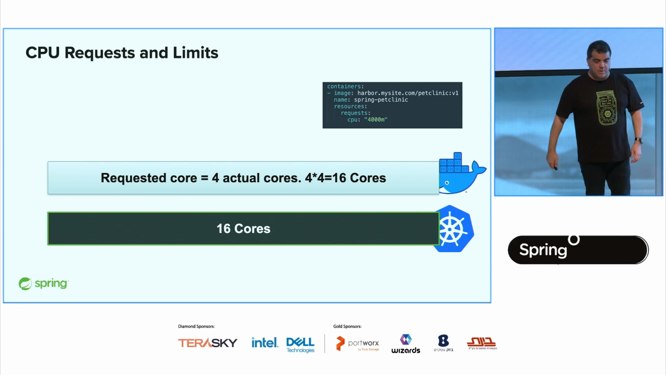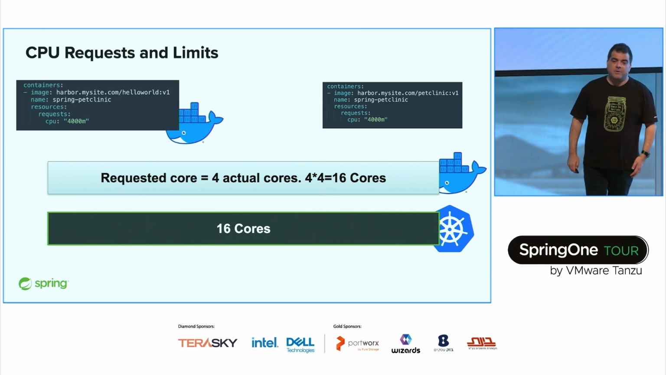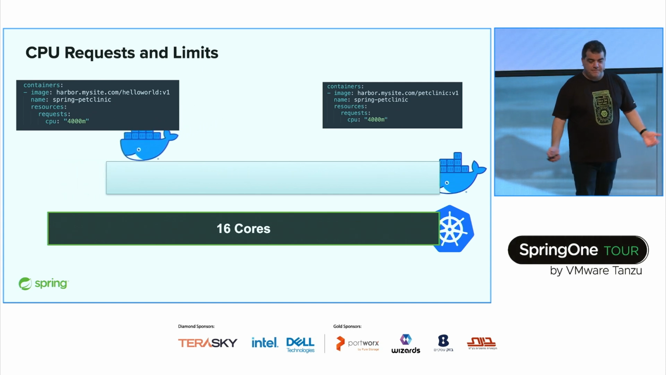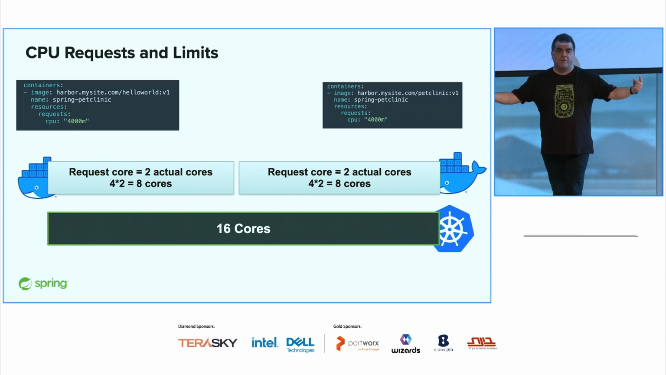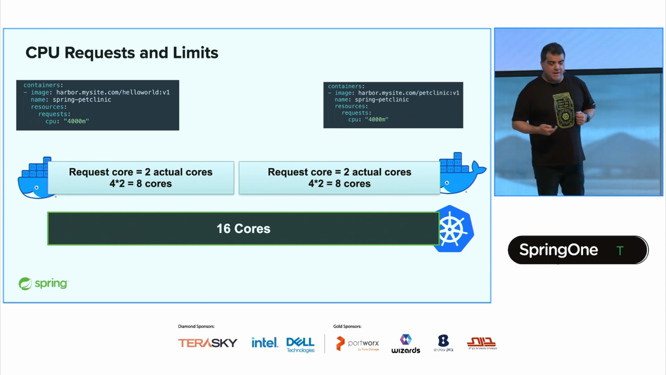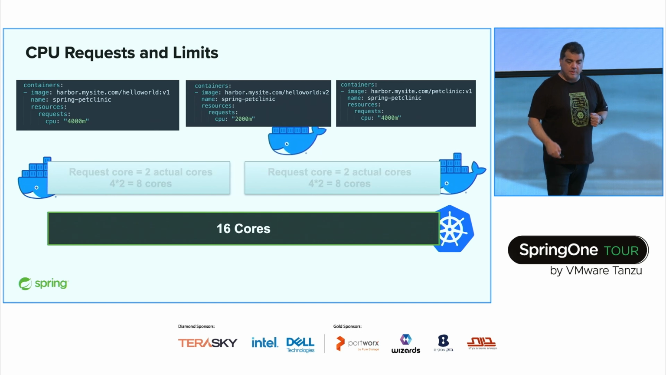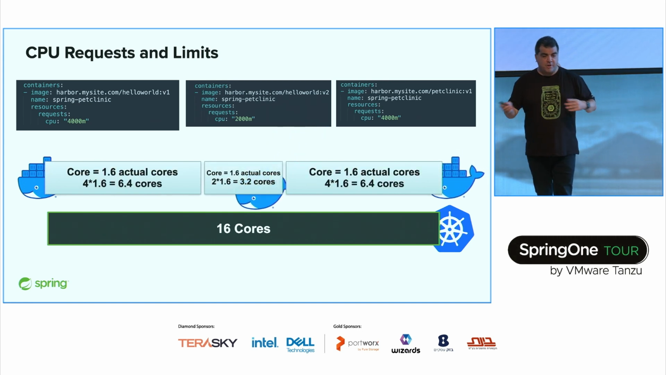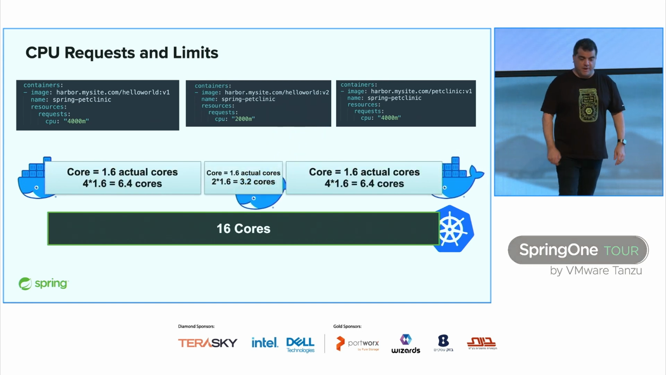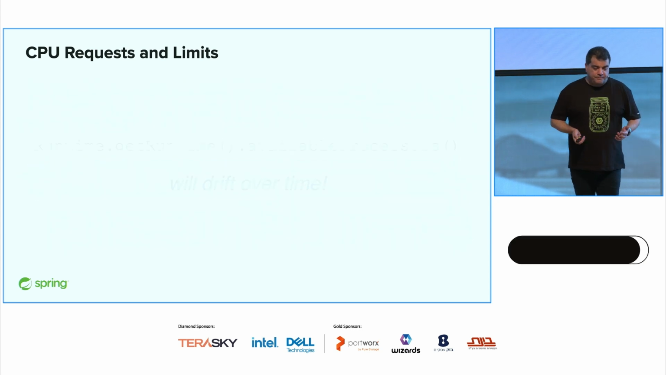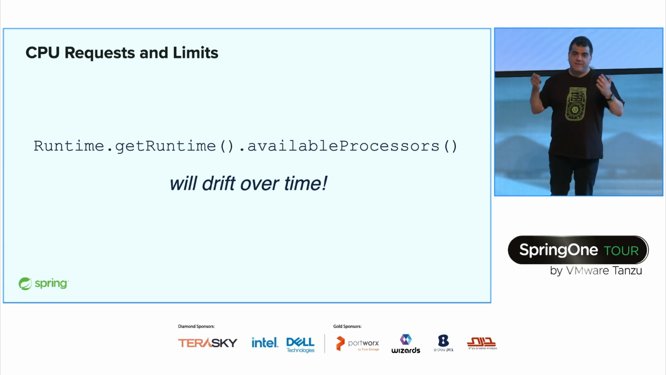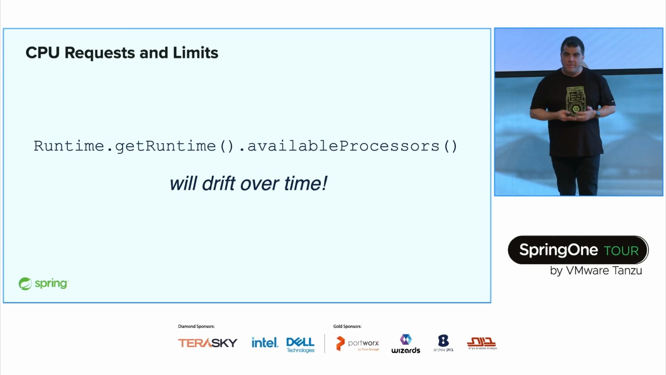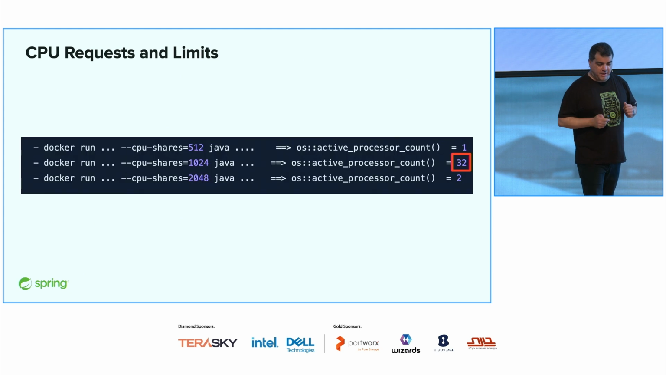Now another container comes along. I want another 4 cores, right? Suddenly, each container now has an active processor count of 8. And another one comes along, and it requests 2, and now each one has a separate value which changes completely. So basically what this means is that the value of active processor count will drift over time, and the JVM cannot use this parameter to make any assumptions, which is kind of a pain, right?